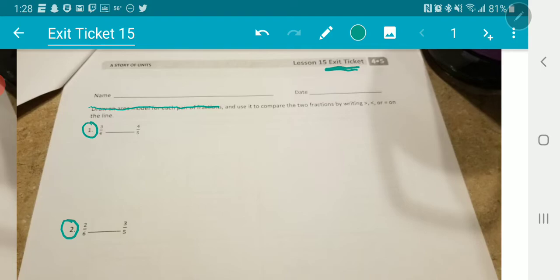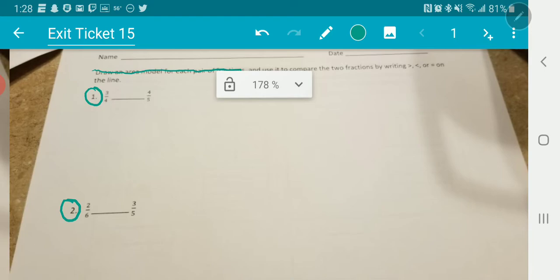So for lesson 15, you are only supposed to complete question 1 and 2 for the exit ticket. Remember, we said we weren't going to be using the area model. We were just going to use the multiplication way to compare the fractions. All right, so let's look at question 1.